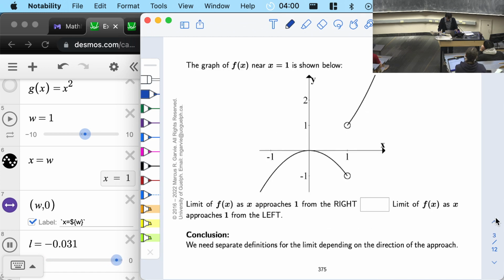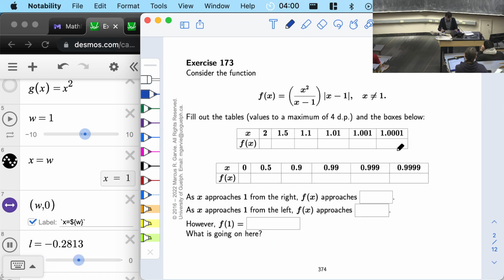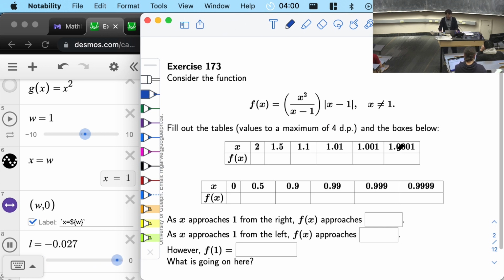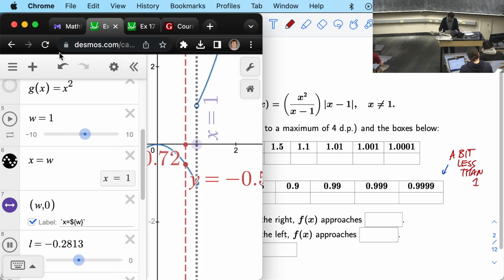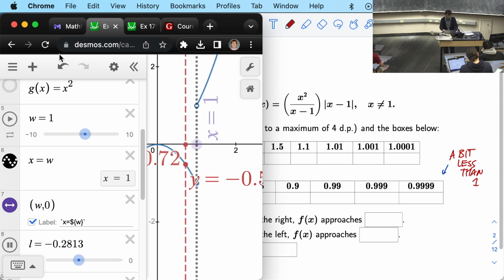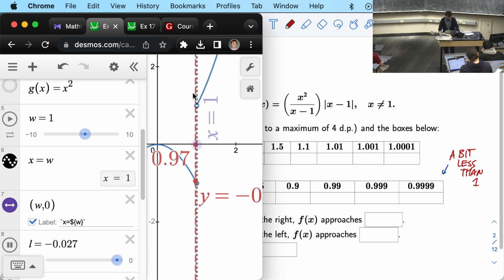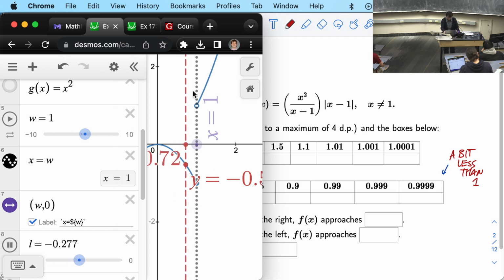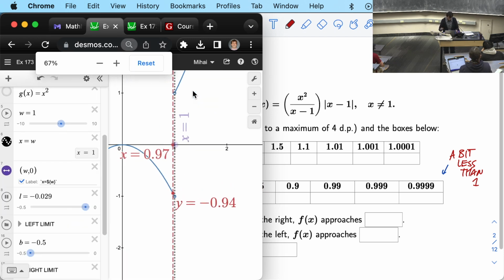So I want to fill in this little table of values. Here's the function, and what is the function doing? We're looking at these x values. These x values are all a bit less than 1. We can see what it's doing over here. The y values go down, down, down, and they're supposed to be getting closer and closer to -1. Everything is all wonky here, maybe I zoom out a bit.